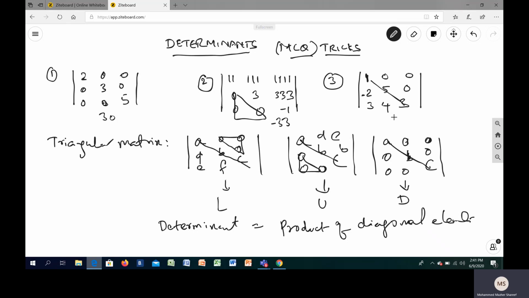Similarly, I did the same thing for this one. 1 times 5, 5 times 3, it is 15, because the triangle was forming above. Isn't it pretty simple, students? Yes. So with just this simple trick, you can find the determinant of a given matrix, provided there is a formation of lower triangular, upper triangular, or diagonal.